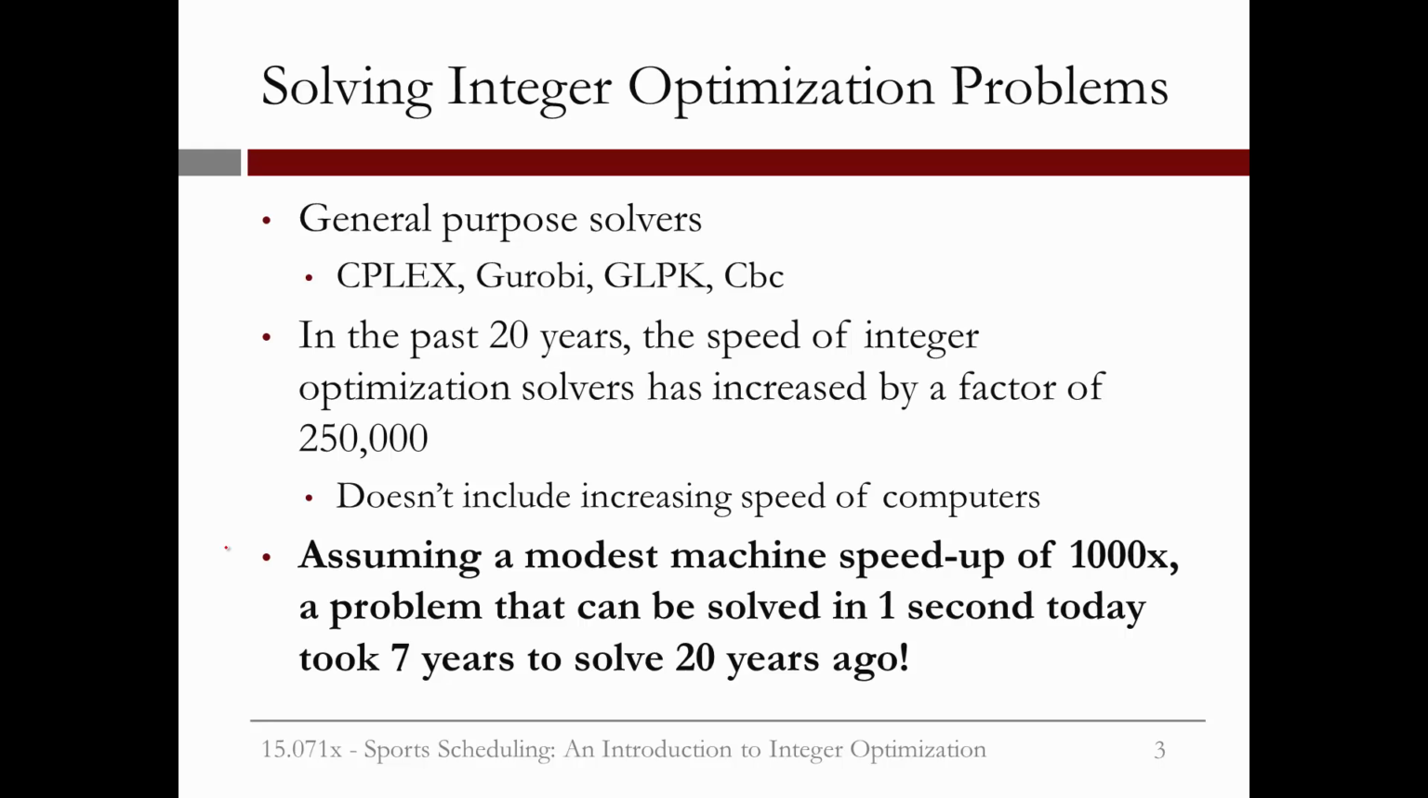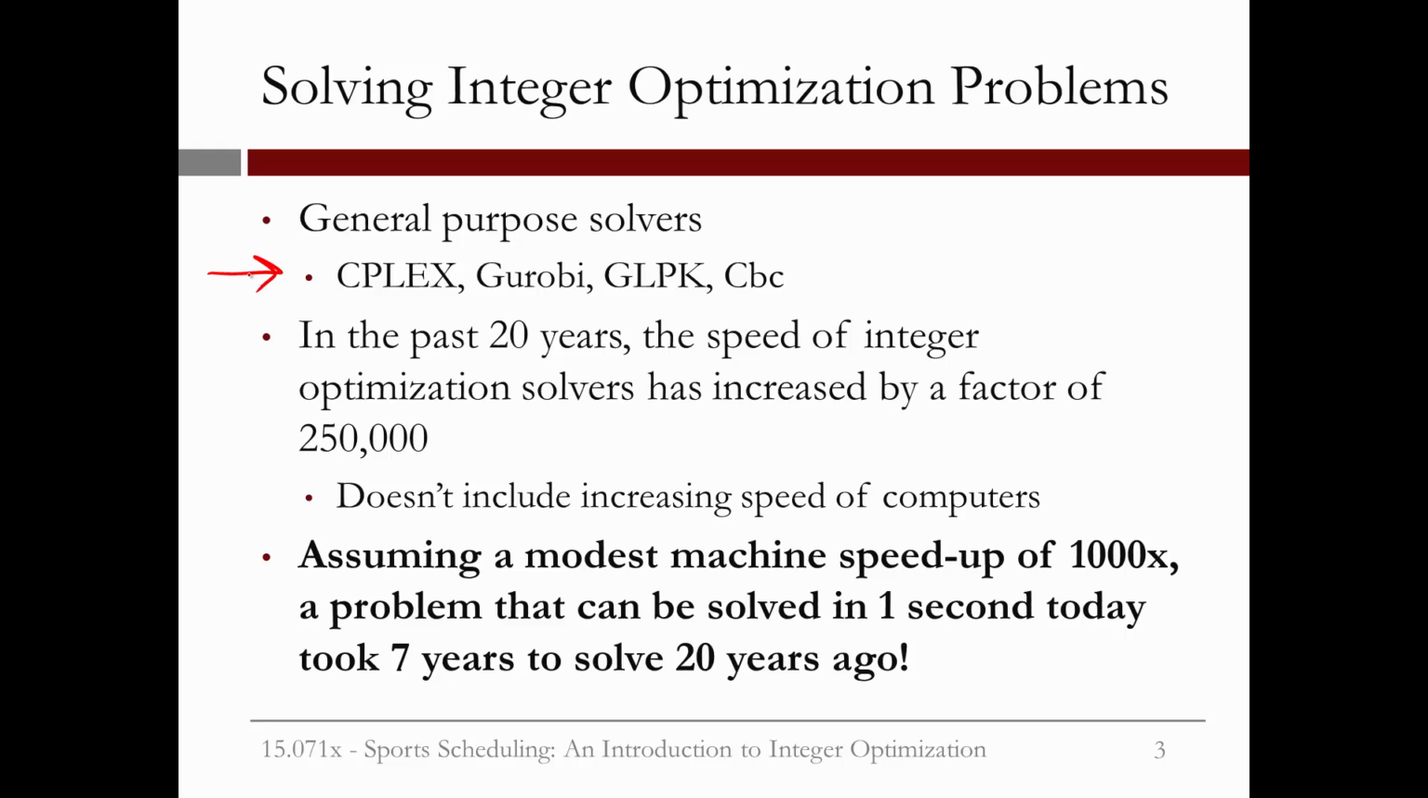In addition to changing the formulation and using heuristics, there are general-purpose optimization solvers that can solve large problems. These include CPLEX, Gurobi, GLPK, and CBC, a COIN-OR project. Most practitioners who solve large optimization problems use one of these software packages.